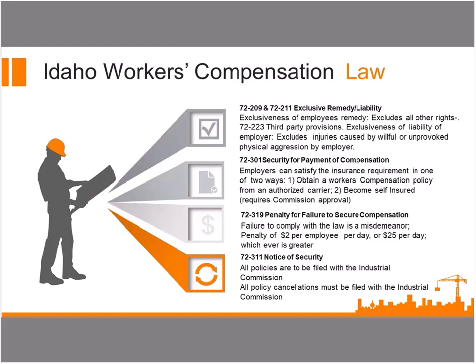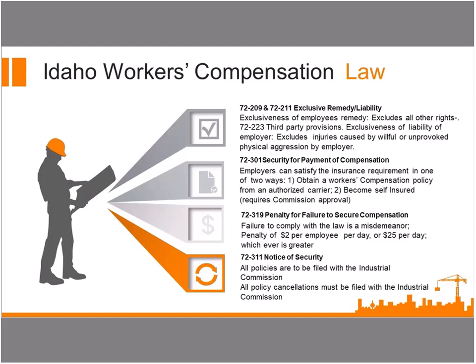So the workers' compensation laws here in Idaho are pretty extensive, but here are some of the more frequent ones that we run into. So 72-209 and 211. It's going to talk about the responsibilities of employers to carry work comp policy and the rights of employees to be covered by work comp policy. 72-301 is your security of payment of compensation.